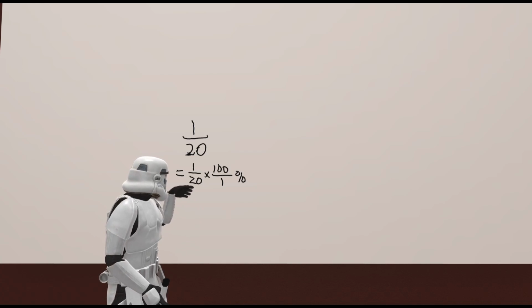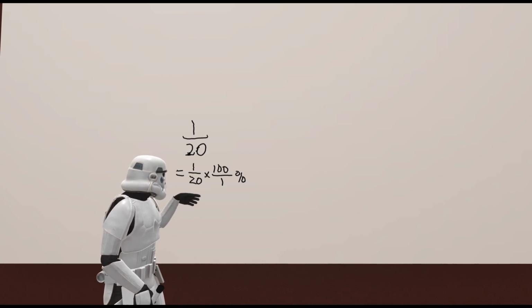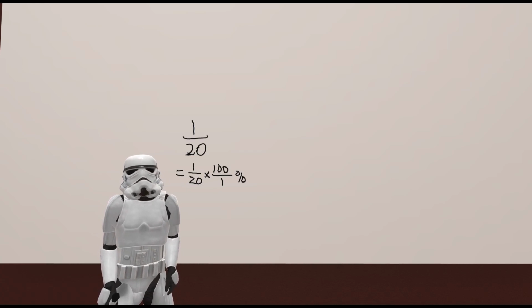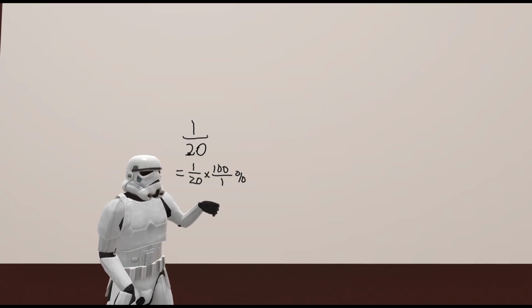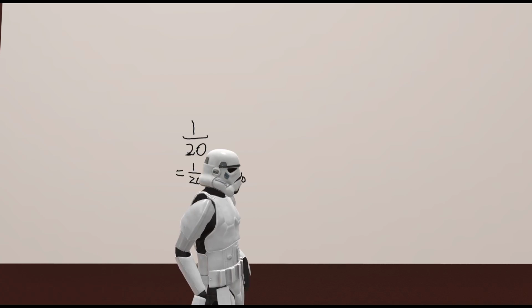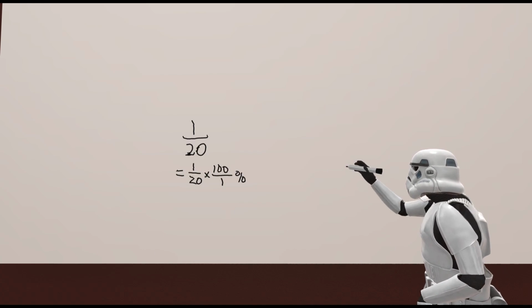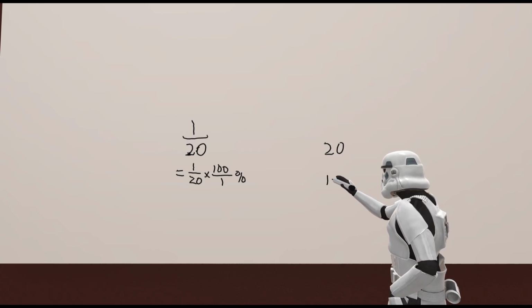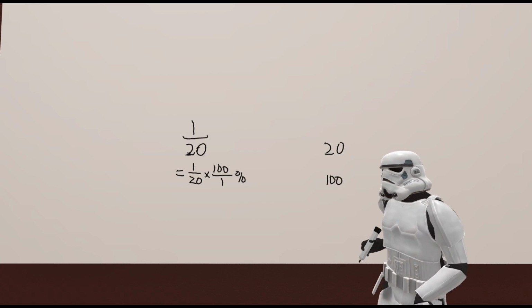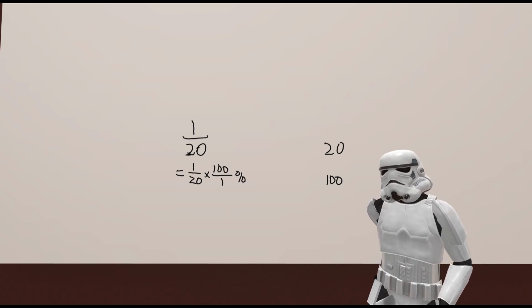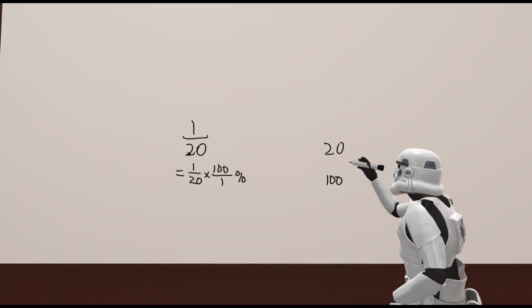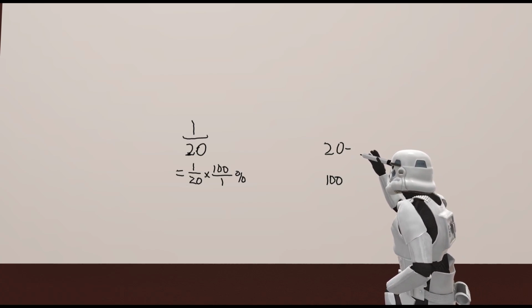Now, we are going to have to simplify this, so we need to find the common factors of 20 and the common factors of 100. So let's do this over on the side so that we don't mess up our working out. So the common factors of 20 and 100. Now I'm going to start with 20 because 20 is a smaller number and it'll have less common factor pairs.